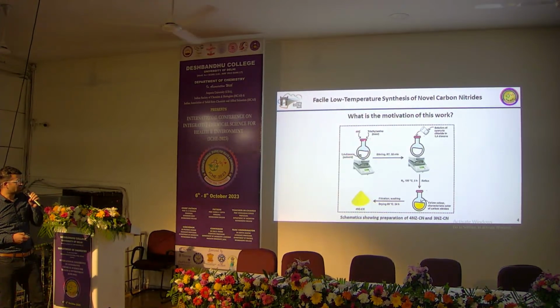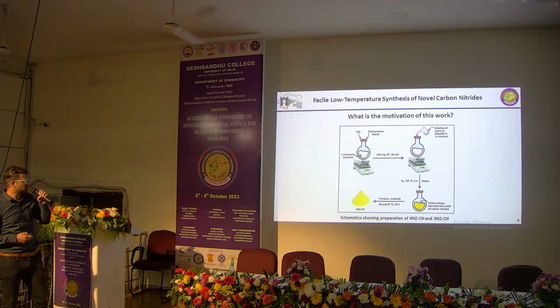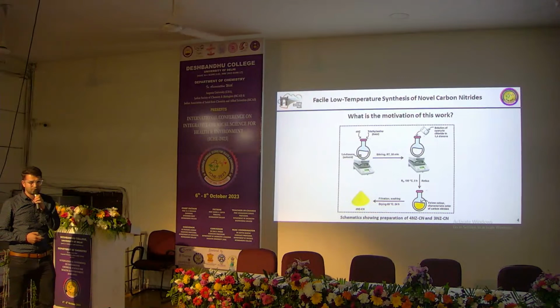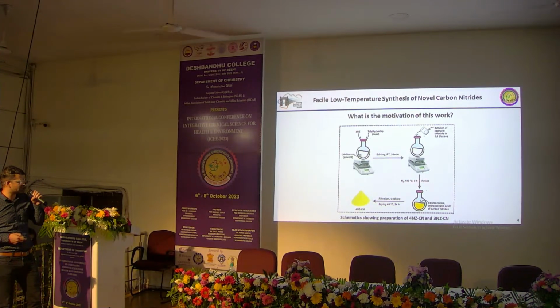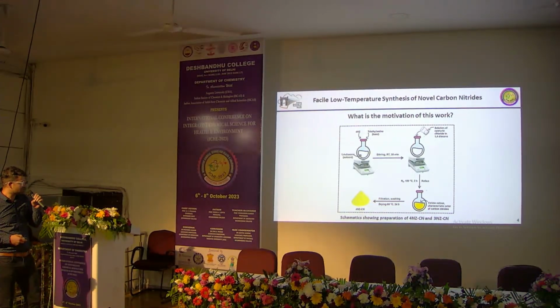To avoid these conditions, we have synthesized two carbon nitrides from two precursors. The first precursor which we have used is 4-amino tetrazole, and the second precursor is 3,5-diamino tetrazole. We used these precursors in the presence of a suitable catalyst, and they were then refluxed in a nitrogen atmosphere at 100 degrees Celsius. After the refluxing, we get this yellow colored product, which is the characteristic color of carbon nitrides. So this is the synthesis of these two carbon nitrides.